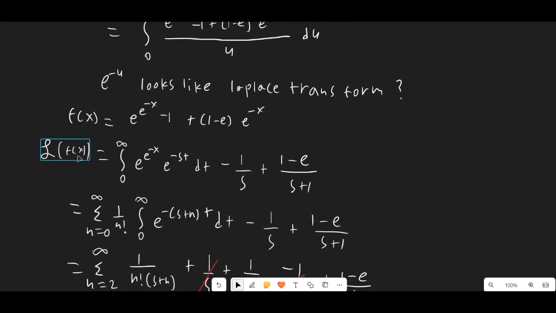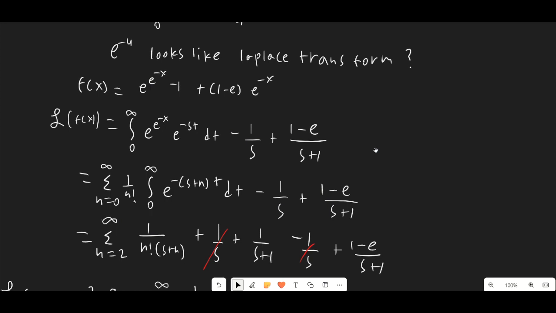So, the Laplace transform of f of x, for this minus 1, is just going to give us minus 1 over s. And for this term right here, it's just going to give us this term right here. This term over here is where we're going to have a little bit of trouble. I wrote e to the negative x, let's just say t right here, since I was writing it in terms of t, but it doesn't really matter. So we're going to expand e to the negative t as a power series. We're going to get the sum from n equals 0 to infinity of 1 over n factorial times the integral from 0 to infinity of e to the negative (s plus 1) times t dt, minus those other terms.